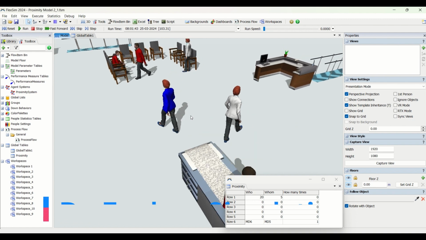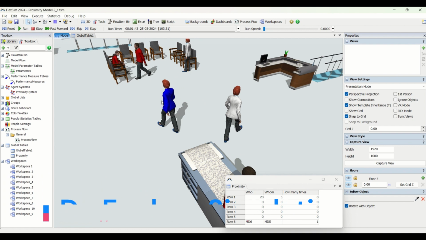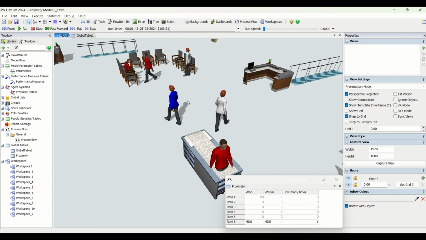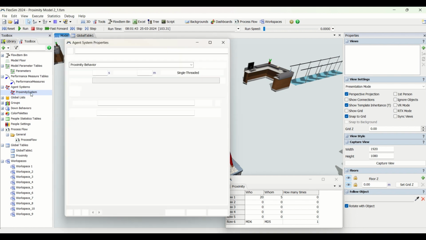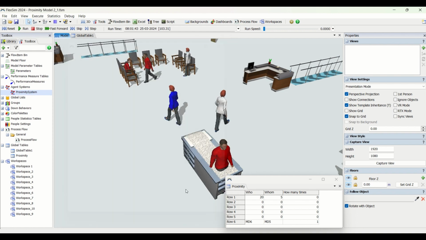If you look, this person has changed color to blue. Why? Because proximity has been applied. So the proximity is applied. This is where the proximity details are, but we'll understand that later. First, let us understand how the proximity works.